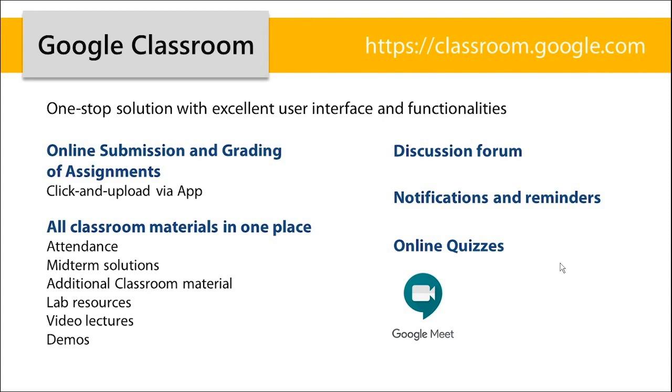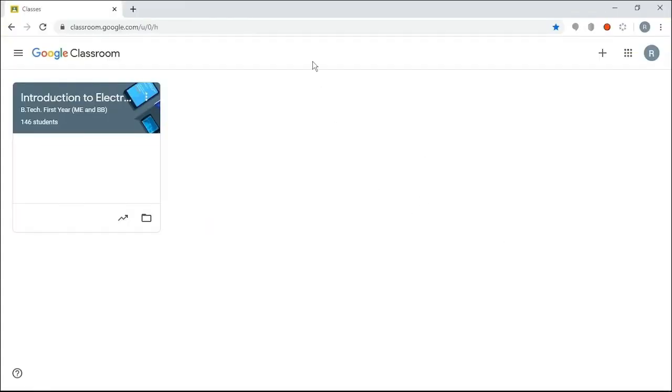So to create a Google Classroom, the first thing you need to do is go to classroom.google.com while you're logged in from your Google account, and that should take you to a page like this. If you have any current ongoing classroom, you'll see them here. So I right now have this course on Introduction to Electrical Engineering. You can see how many students are registered in this course and some additional information about the course. So to create a new class, you need to click here.